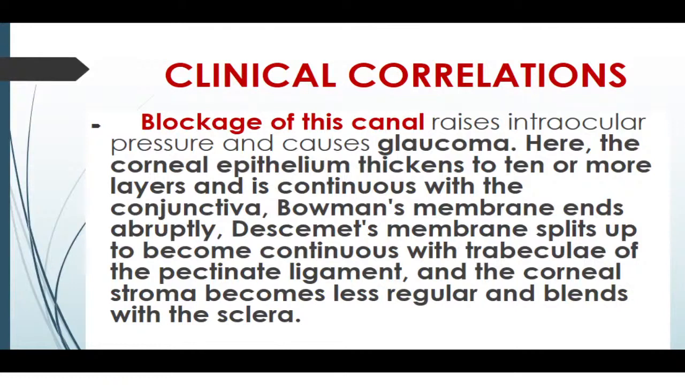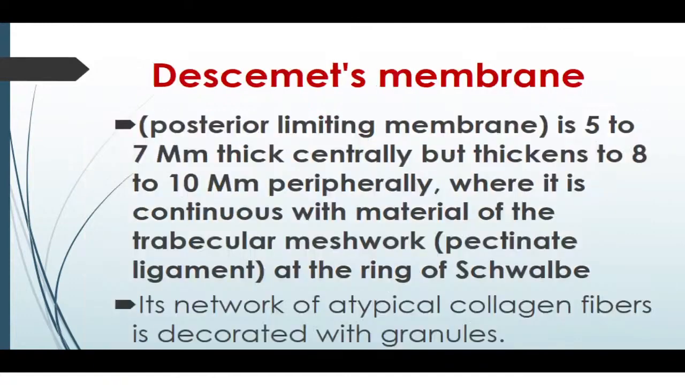Here, the corneal epithelium thickens to 10 or more layers and continues with the conjunctiva. Bowman's membrane ends abruptly. The cement membrane splits up to become continuous with the trabecula of the pectinate ligament, and the corneal stroma becomes less regular and blends with the sclera. What about the cement membrane?